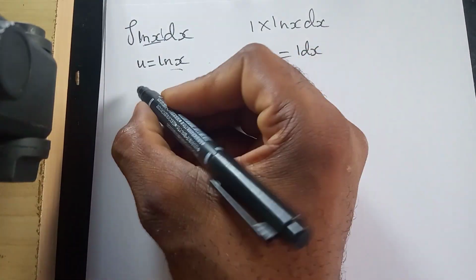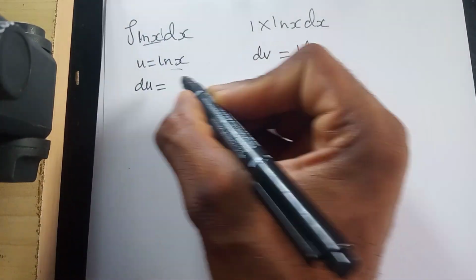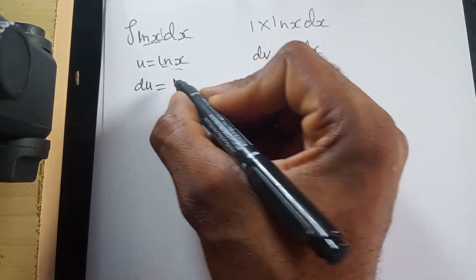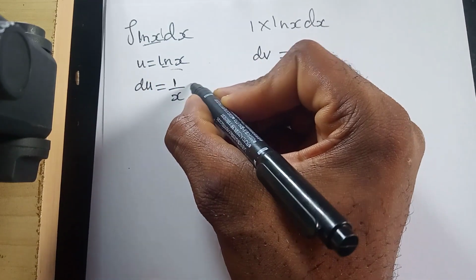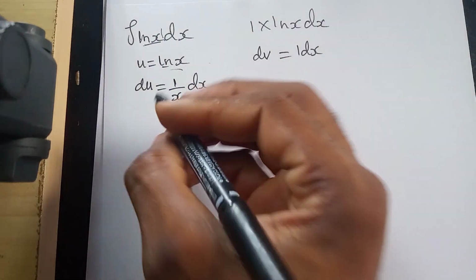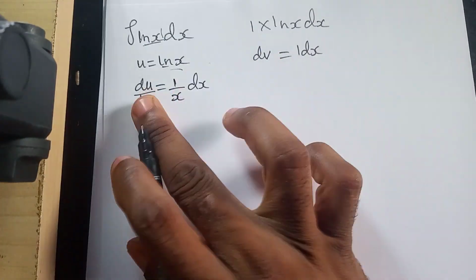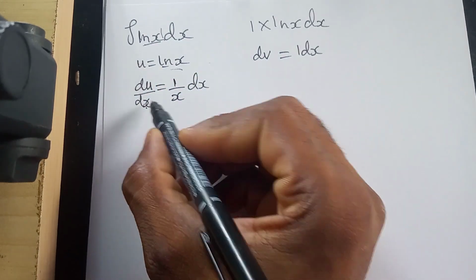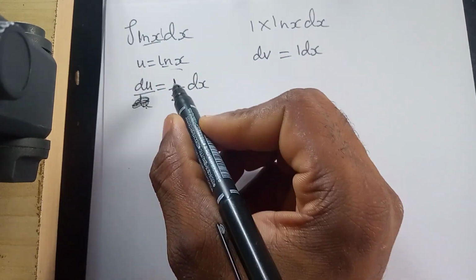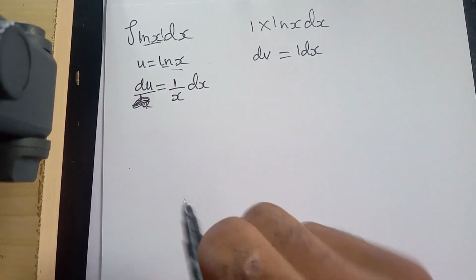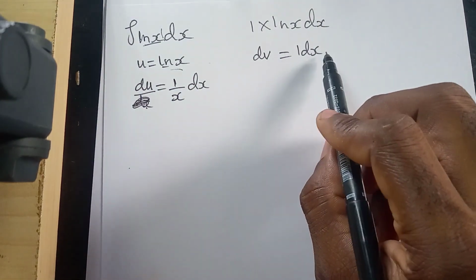So to differentiate this, when you differentiate a natural log function, you simply get 1 over x and then dx. Remember, this was du/dx, which gave us this, and then I've just cross multiplied to have that. So this is my du, which is equal to 1 over x dx. And then this side, we have dv, which is equal to dx.